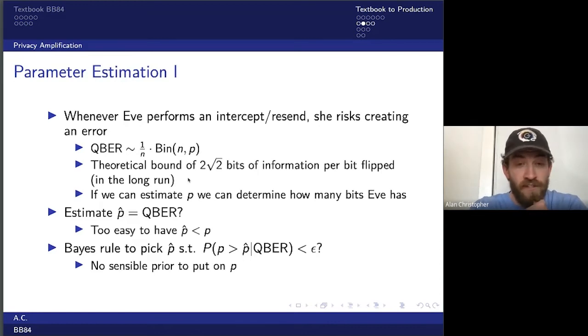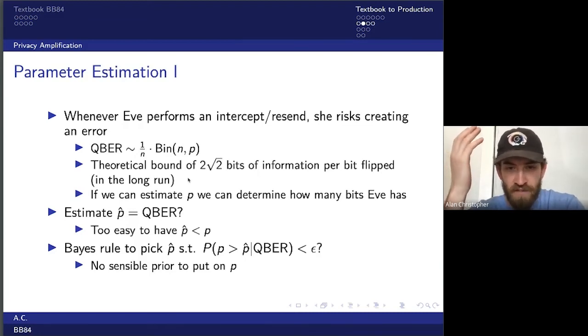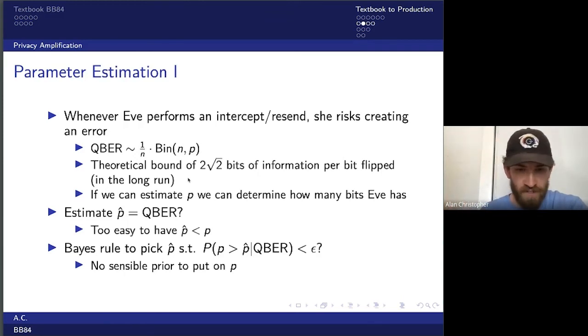Okay, I love Bayesian formulations of things. So the next thing that occurs to me is, can I use this a posteriori information I have, this measured quantum bit error rate, and can I pick my p hat such that I believe the probability that the true p is larger than that p hat is less than some negligible quantity epsilon?